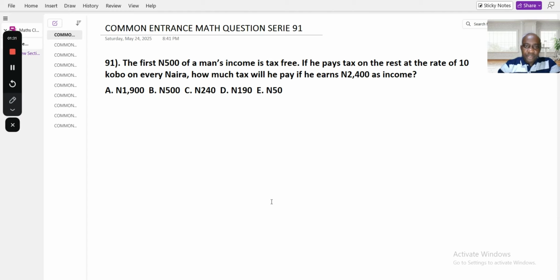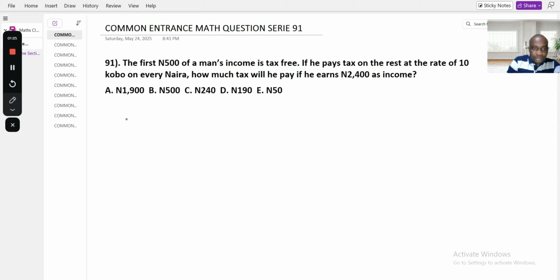The first 500 of a man's income is tax free. If he pays tax on the rest at the rate of 10 kobo on every naira, how much tax will he pay if he earns 2,400 as income? The first 500 naira of this man's salary is tax free. The government is not going to tax the man.